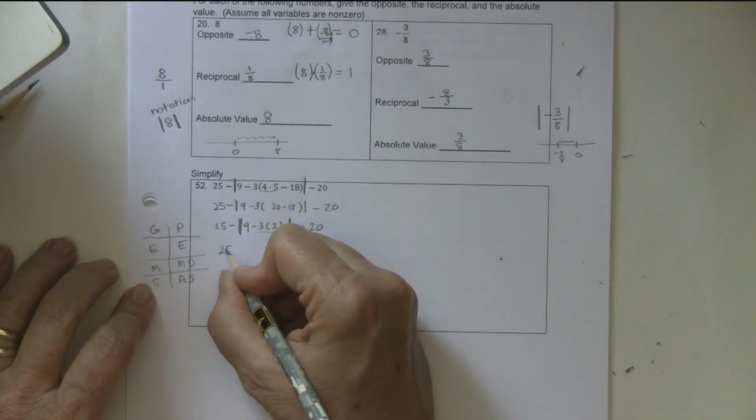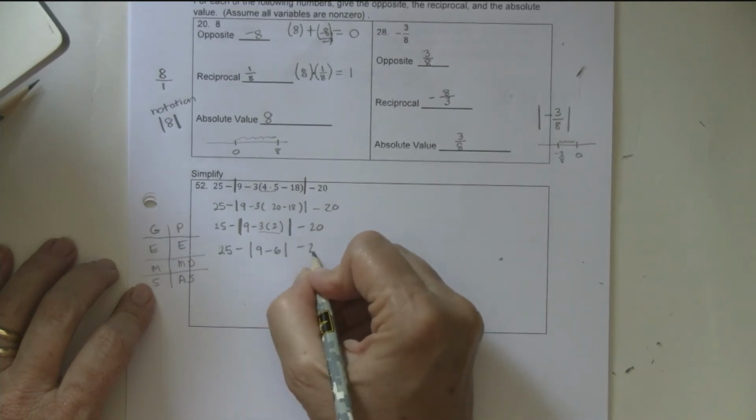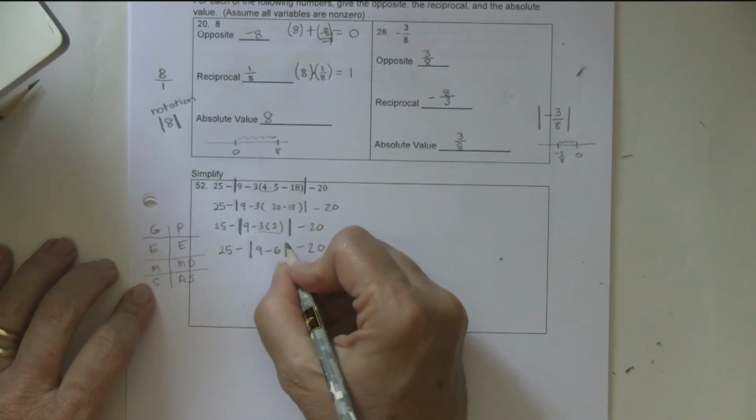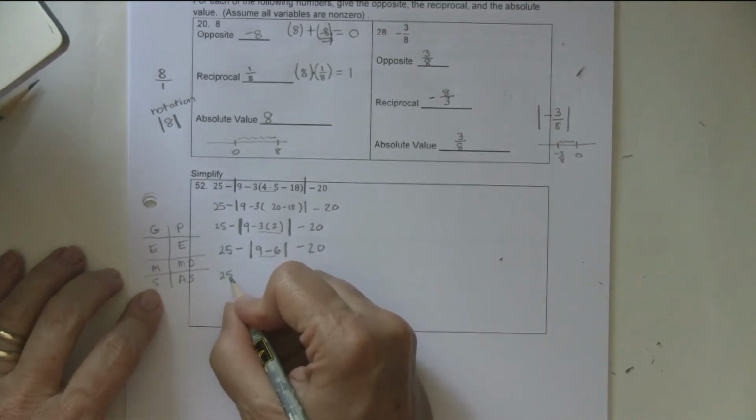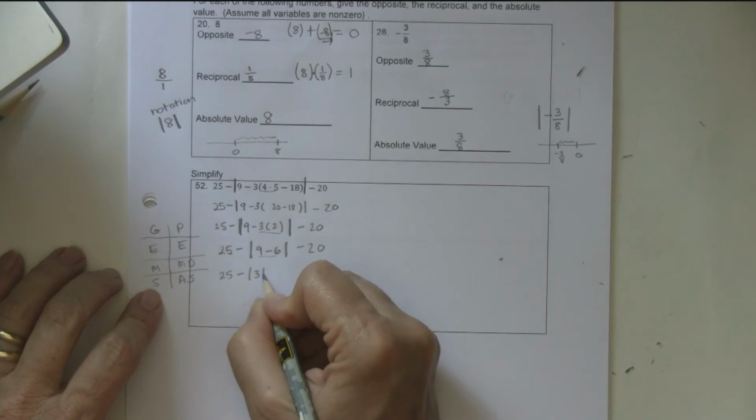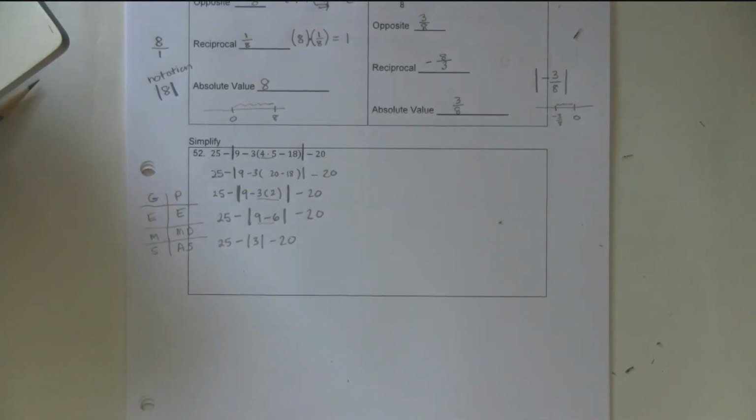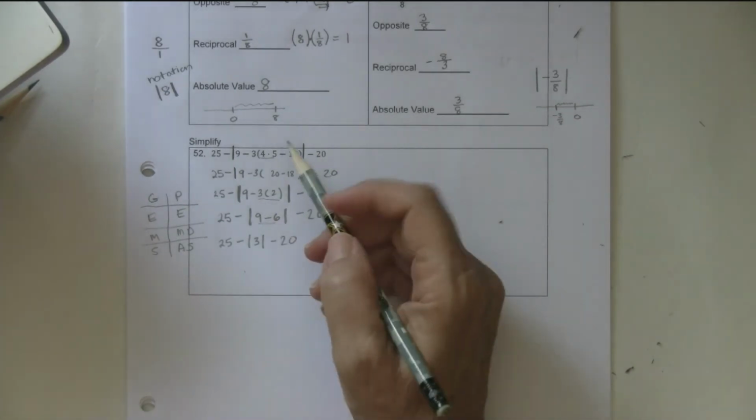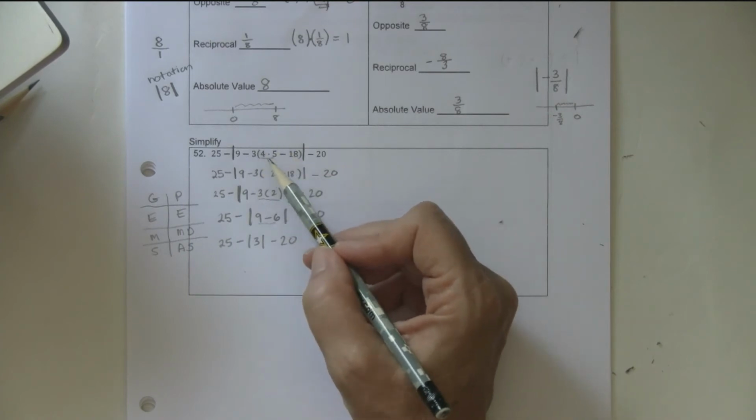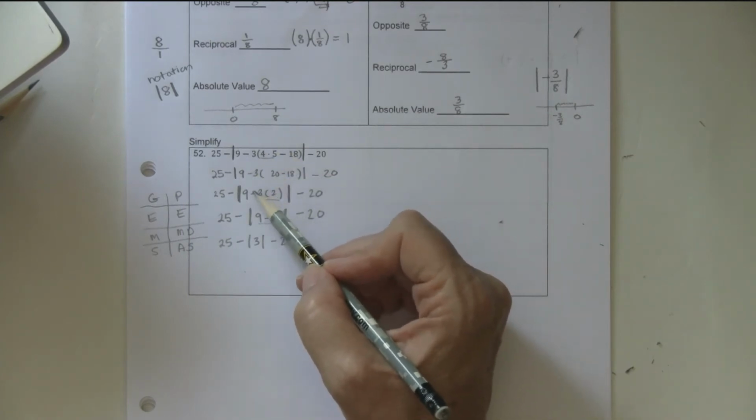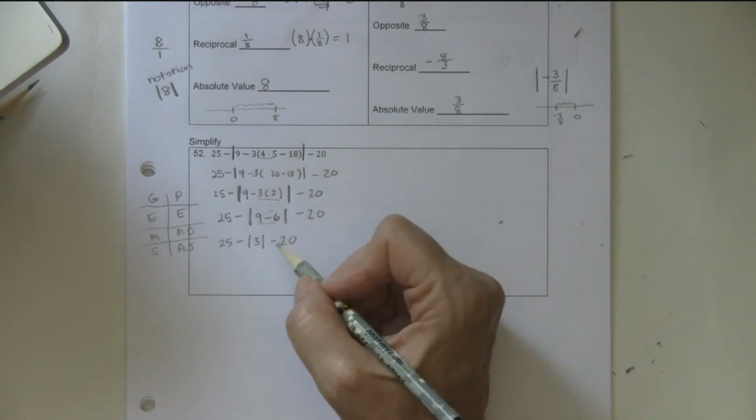So 25 take away 9 minus 6, and I'm still working inside this, and 9 take away 6 is 3, so 25 take away absolute value of 3, and that's minus 20. And I'm finally to a point where I can do something with the absolute value. So I couldn't do anything with the absolute value when you have something complex like this, or complex like this, or even complex like this. And so now I can.